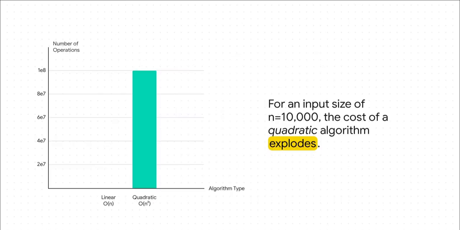Those are the ones you try to avoid if you can. And if you want to see just how insane that difference can be, look at this. Let's say our input size is 10,000. A nice, simple, linear algorithm that's O of n is going to take about 10,000 steps. Makes sense? But a quadratic one, O of n squared, it doesn't take 20,000 steps, it takes 100 million steps. The cost just completely explodes. It's not even in the same ballpark.